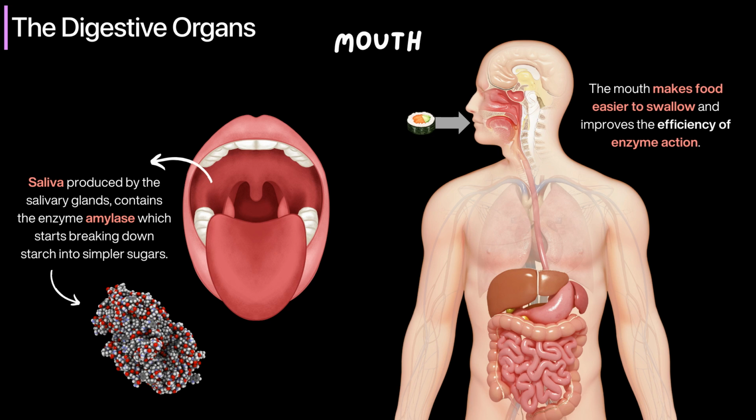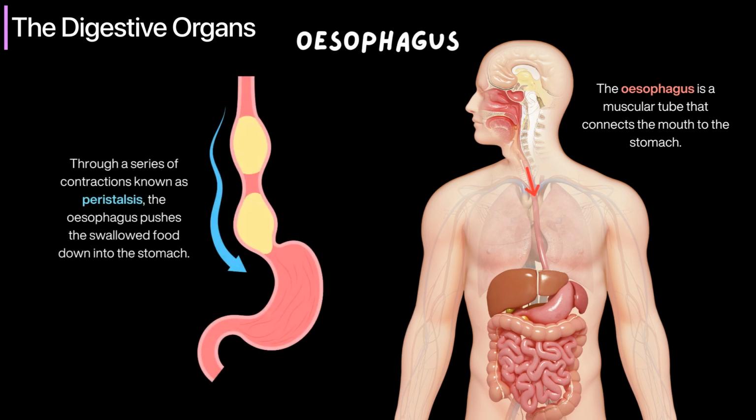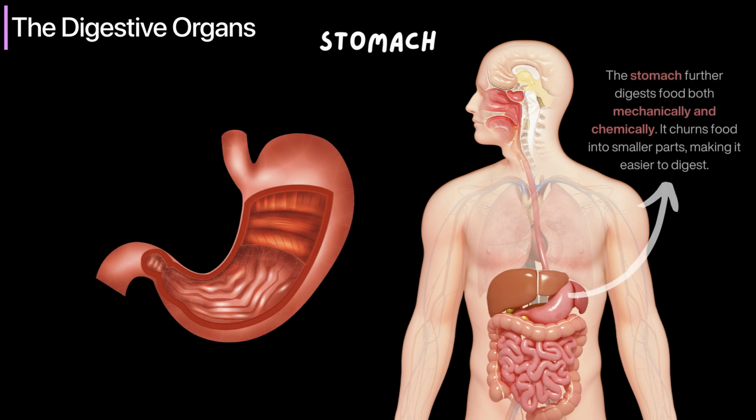Following this, the food enters the esophagus, which is a muscular tube that connects the mouth to the stomach. Through a series of contractions known as peristalsis, the esophagus pushes swallowed food down into the stomach. At this point, the stomach then further digests food, both mechanically and chemically. The stomach churns food into smaller parts, making it easier to digest.